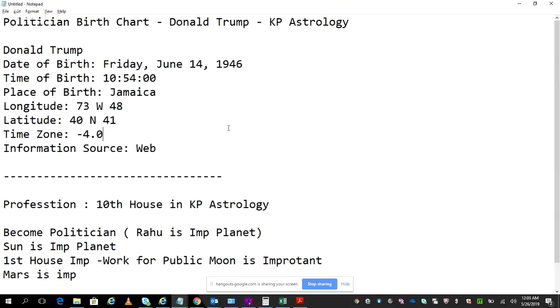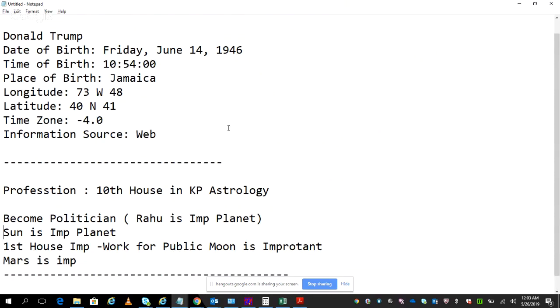Before we jump into anything, this is the detail which I picked from a website. I'm not sure whether it is correct or not, but we will treat it as accurate information and do the analysis according to it. Before I go to the chart, I want you to understand a few things about KP astrology. A few things are very important before I really jump in.